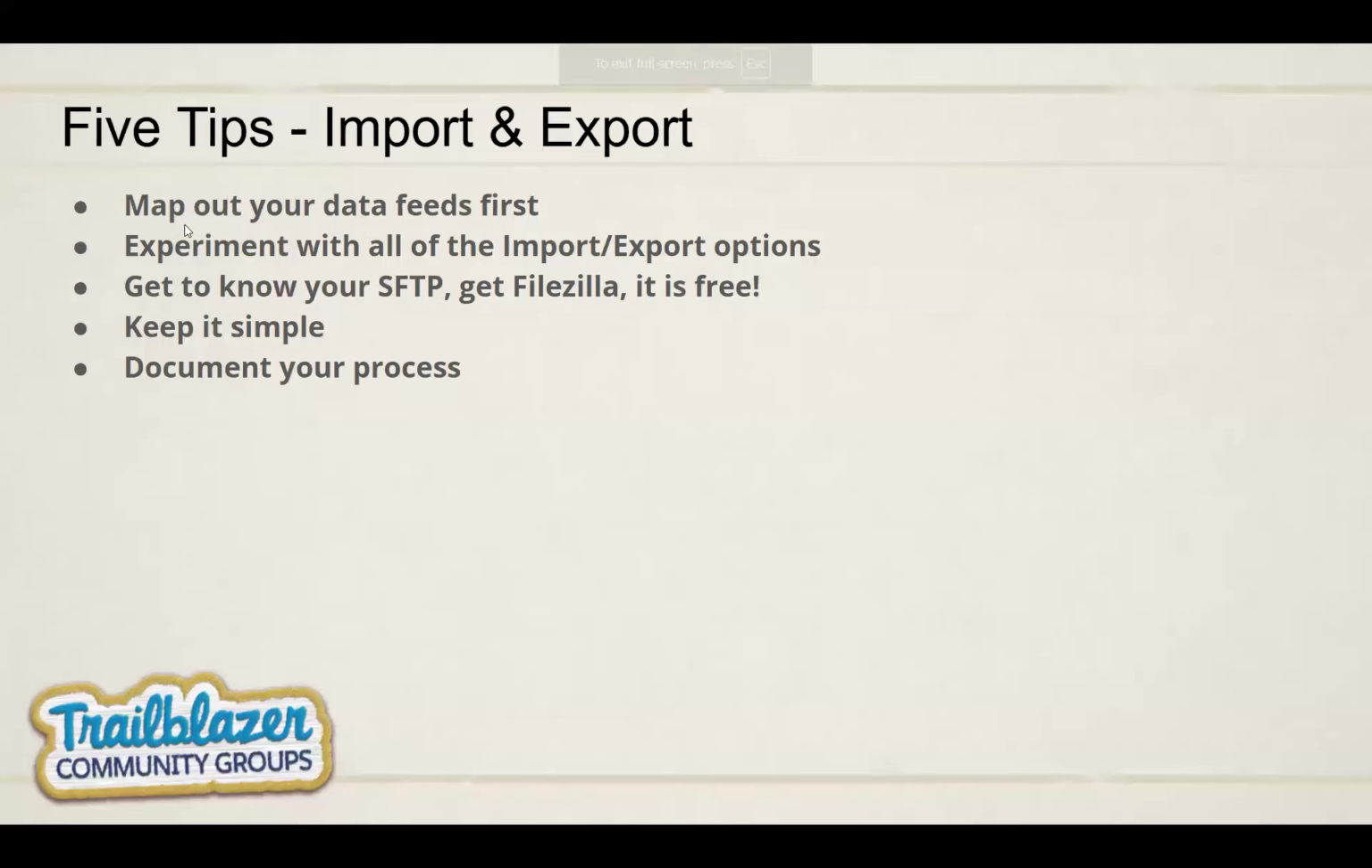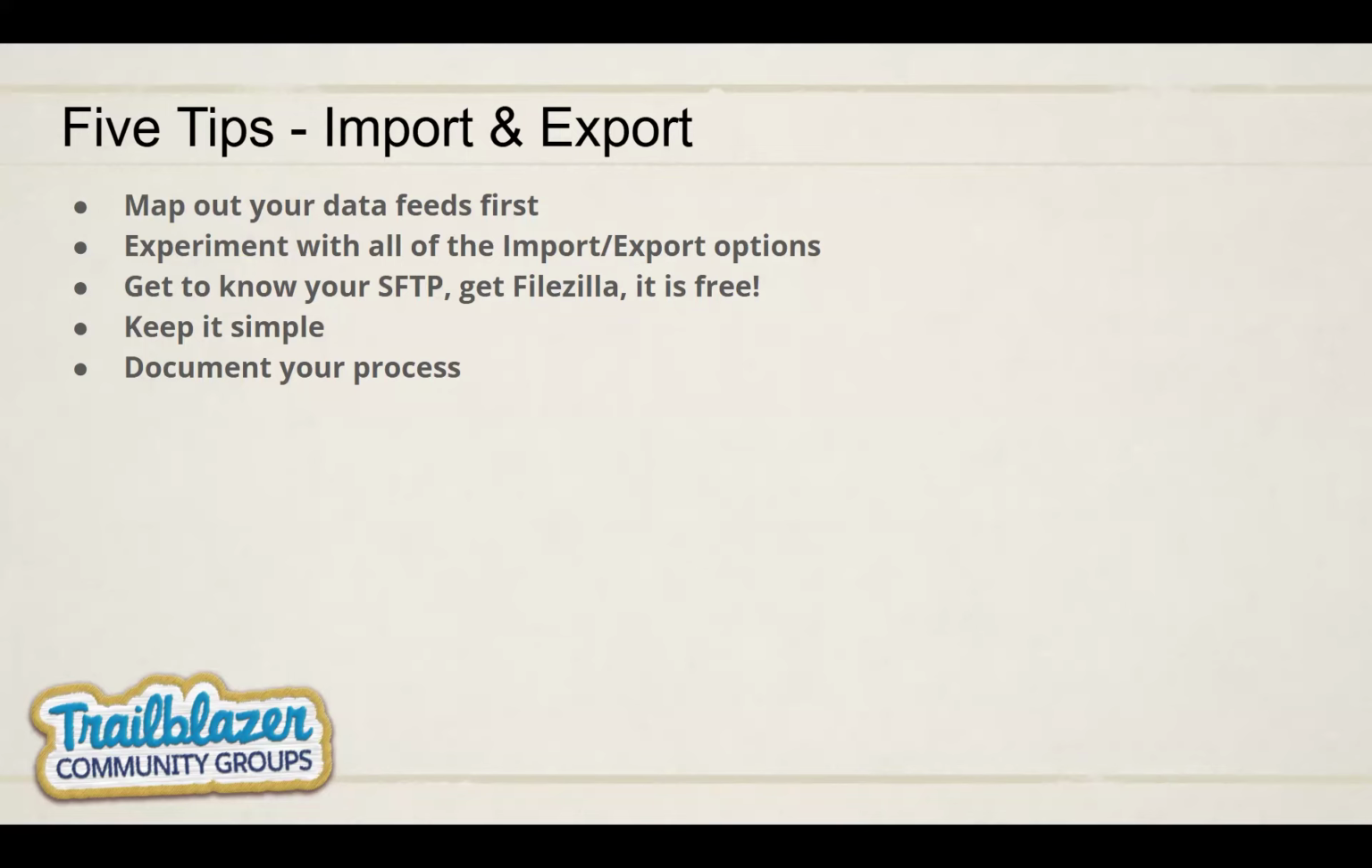Okay, five tips. Map out your data needs first. You can see we had a variety of different ways to get this data in. To really understand what you need to do, what's the frequency, the size, all of that. Usually good to outline that. Experiment with as many of these options. Try manual, try the file drop.